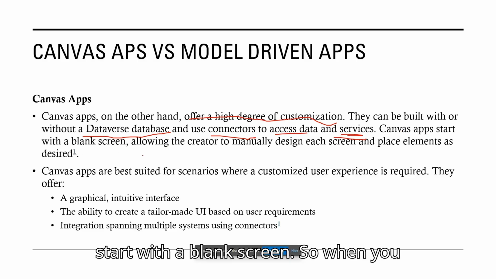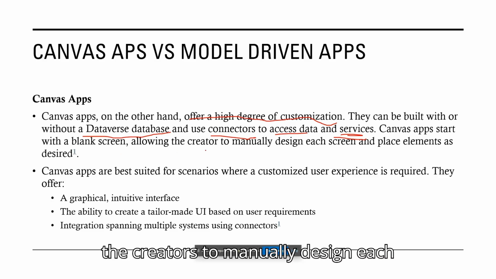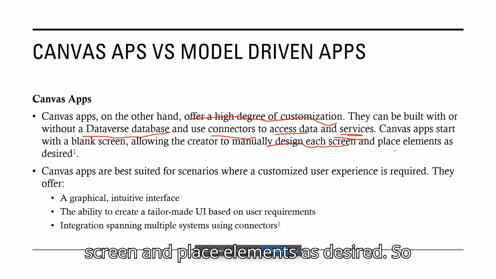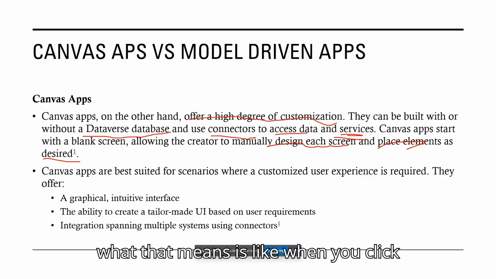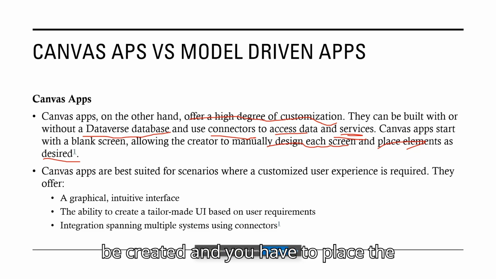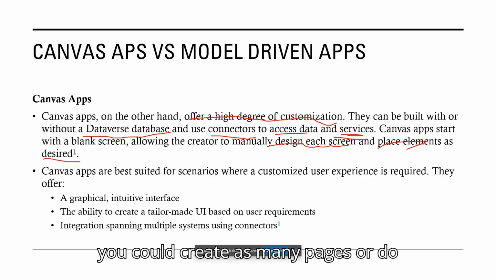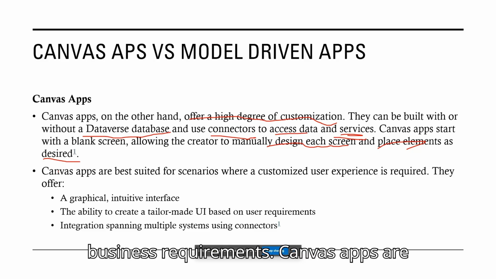Canvas apps start with a blank screen. When you first create a Canvas app, a blank screen is created, allowing the creators to manually design each screen and place elements as desired. So what that means is when you click new, a blank application will be created, and you have to place the objects as per your requirements, and you could create as many pages or do whatever you need to do as per your business requirements.